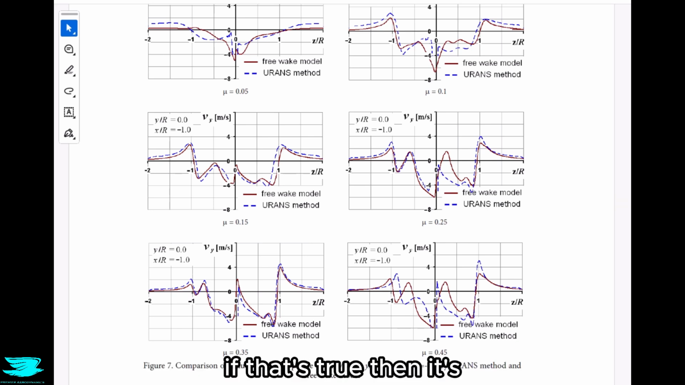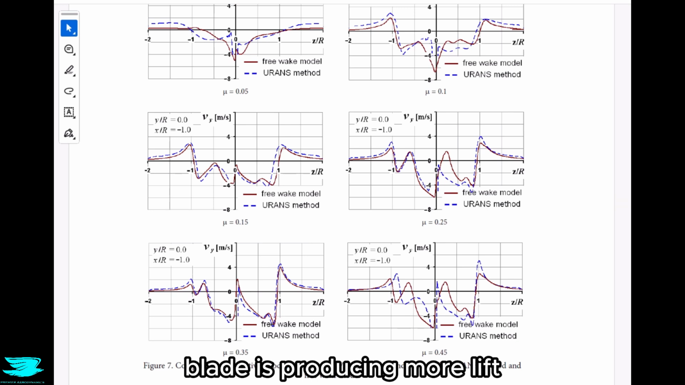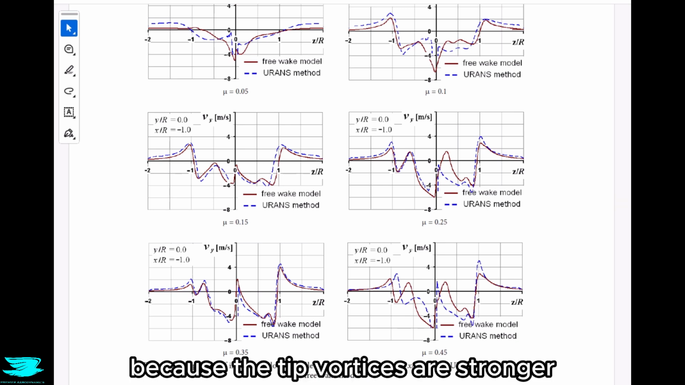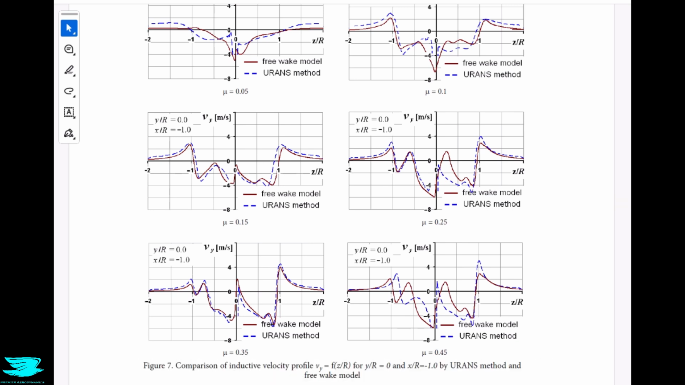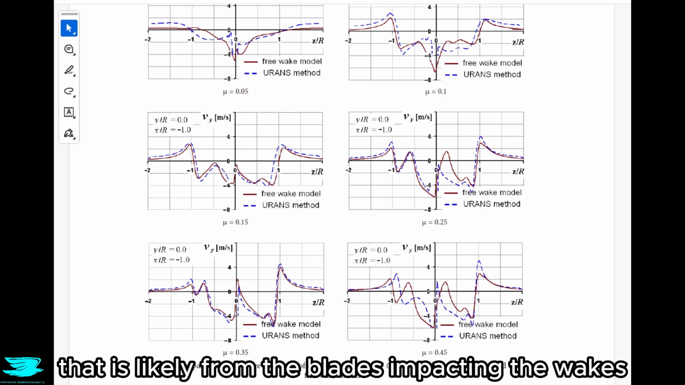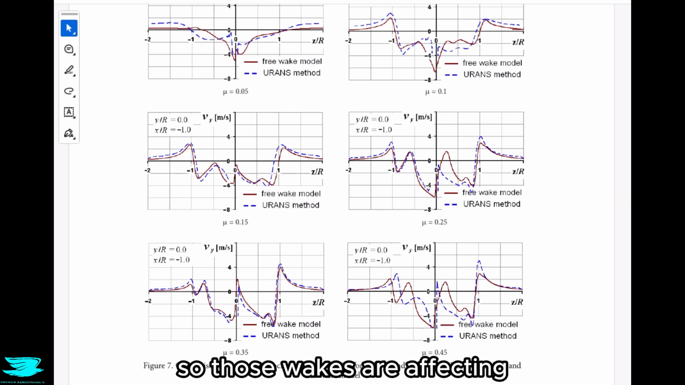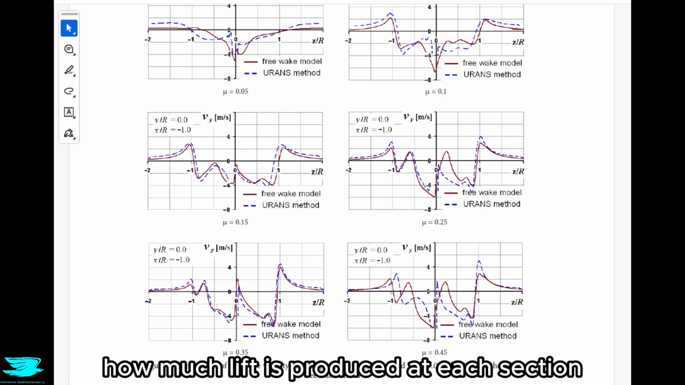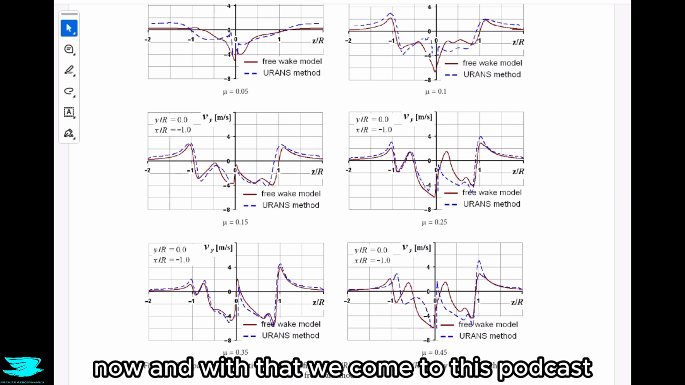If that's true, then it's very likely that the right blade is producing more lift, at the very least at the tip, because the tip vortices are stronger. Now, as for the bumpy values going from the root to the tip, that is likely from the blades impacting the wakes. So those wakes are affecting how much lift is produced at each section now.